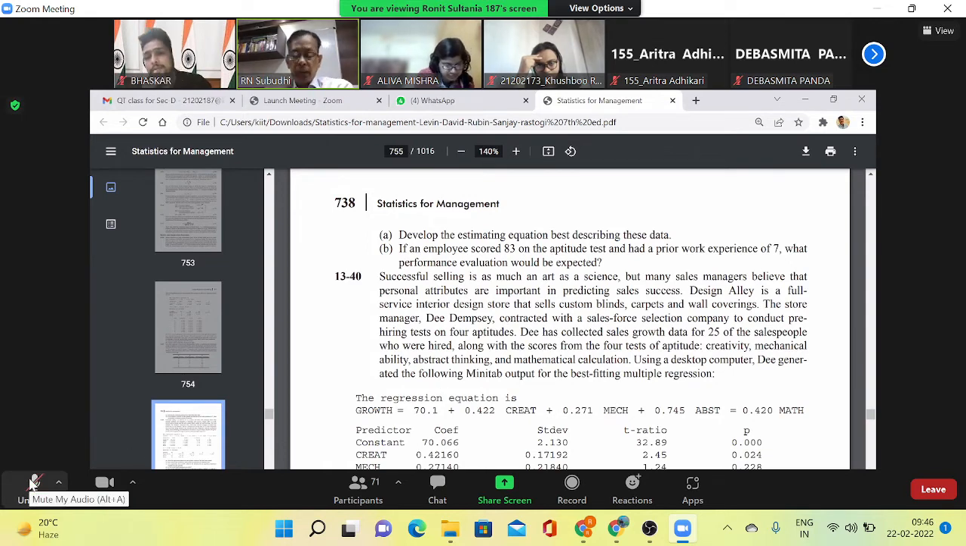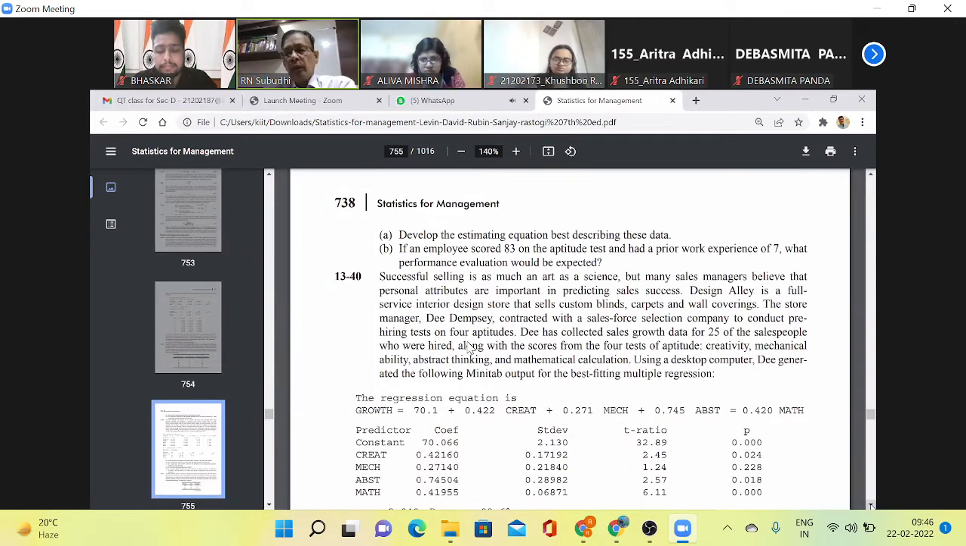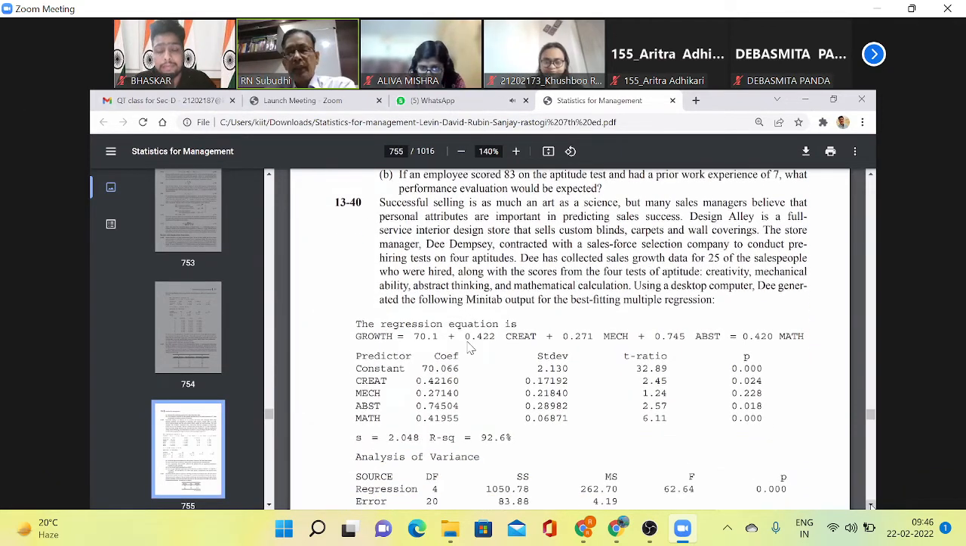All of you may take a screenshot or open your Levin's book. I will be asking randomly. Avinash Patnaik, you are there? Yes, sir. So what is the dependent variable here and what are the predictors?